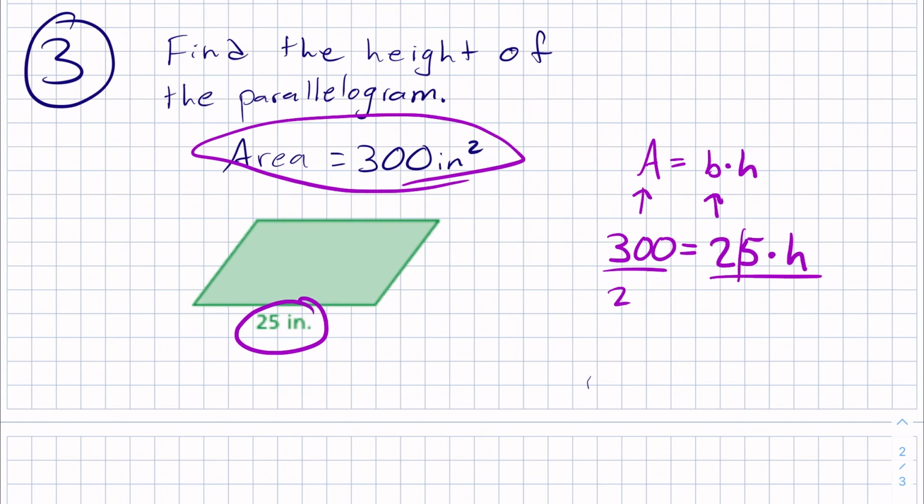So if I divide them both by 25, I should be able to know what the H is. And it turns out in this case, 300 divided by 25 is 12. So H here is 12 inches.